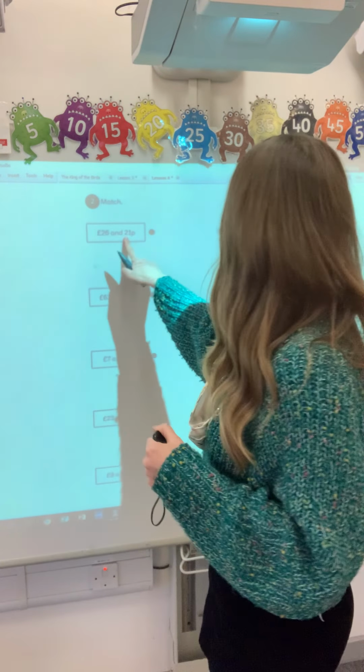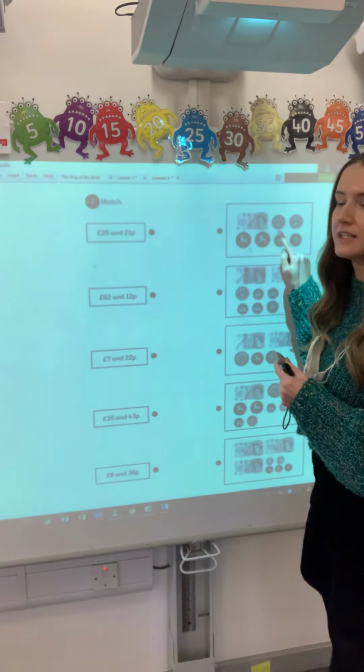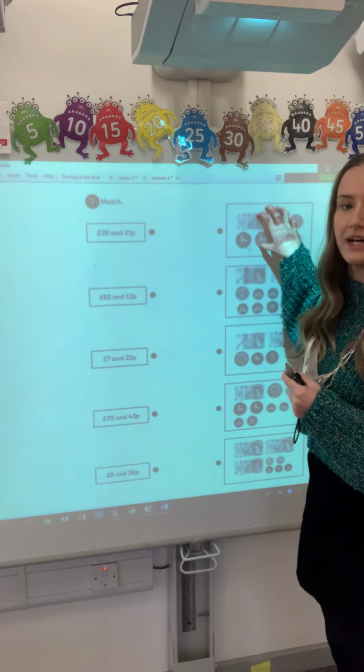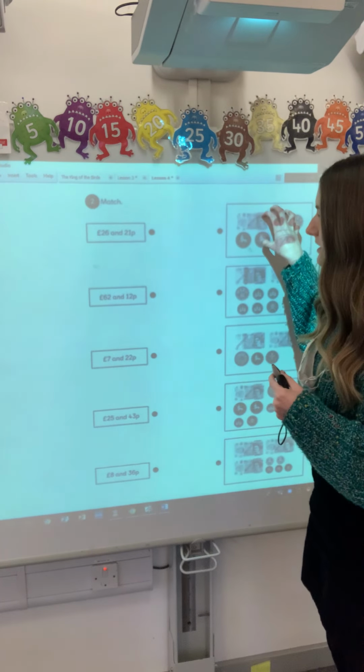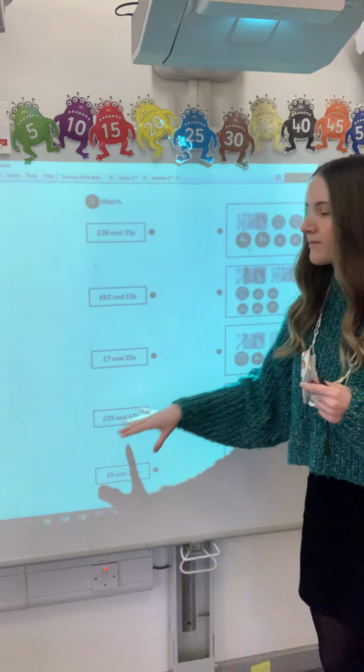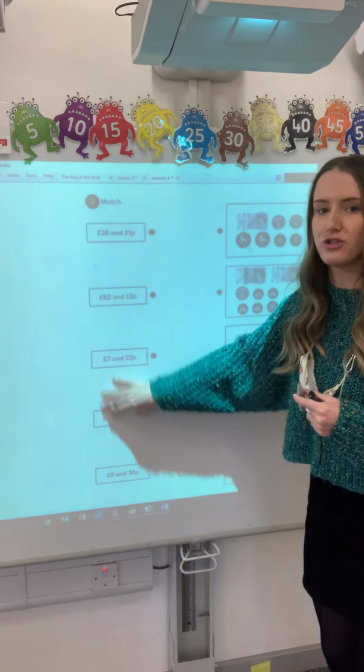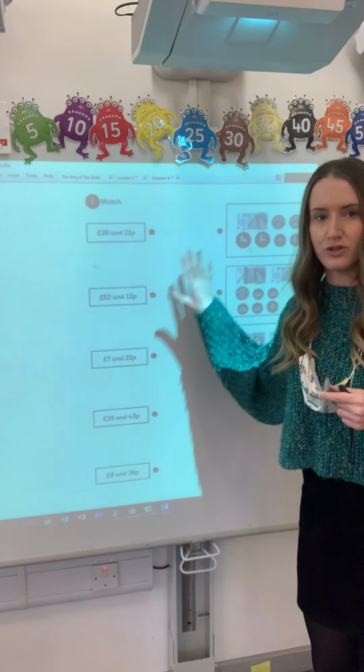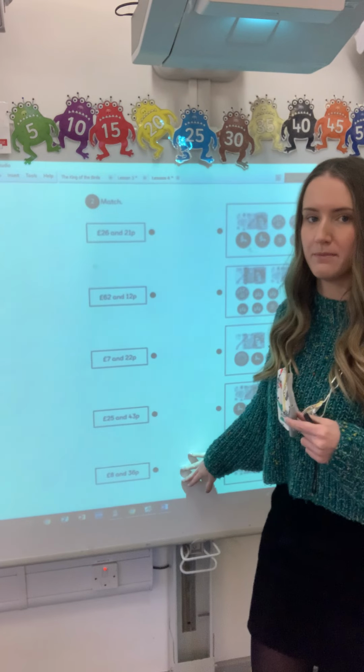I wouldn't look at this and try and match it up. I would count how much is in this box first. When you've figured that out, then I'd match it to this side. Count this amount and then match it to whichever amount on this side and so on. Okay, I hope that makes sense.